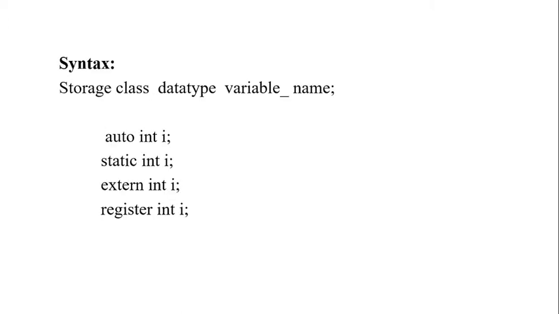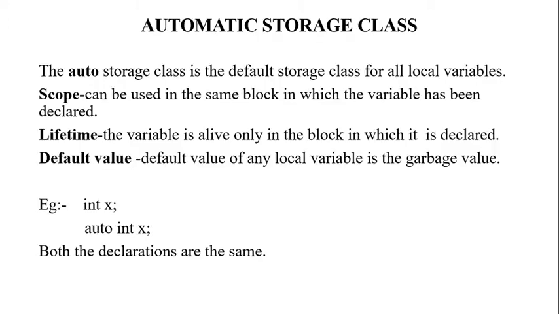This is the syntax of declaring a variable by using its storage class: storage class, space, data type, space, variable name. For example, if it is an automatic variable, then auto int i. If it is static, static int i; extern int i; register int i. Like that, we can declare every variable by specifying its storage class.